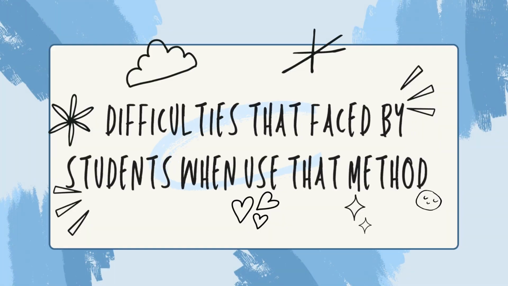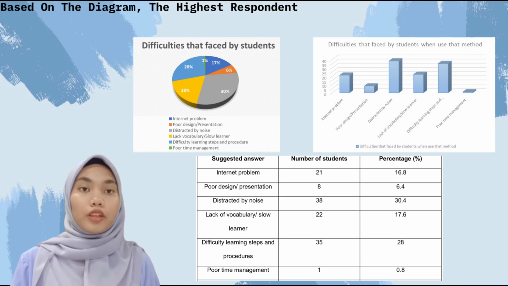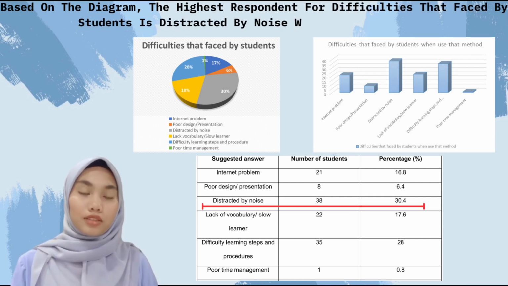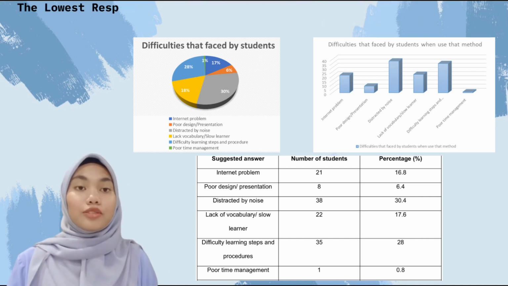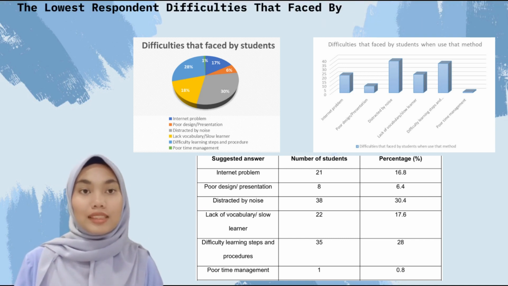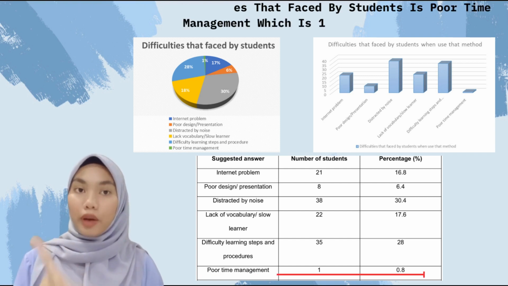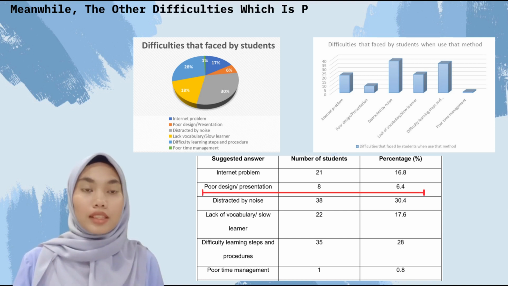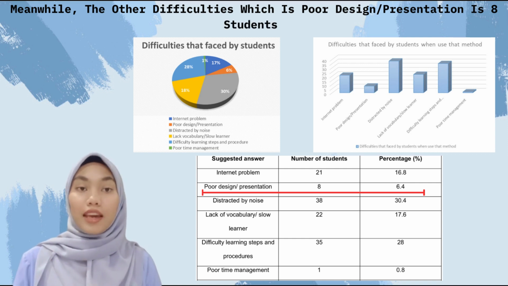Based on the diagram, the highest respondent for difficulties that faced by student is distracted by noise, which is 38 students. The lowest respondent for difficulties that faced by student is poor time management, which is 1. Meanwhile, the other respondent for difficulties is poor design or presentation, which is 8 students.